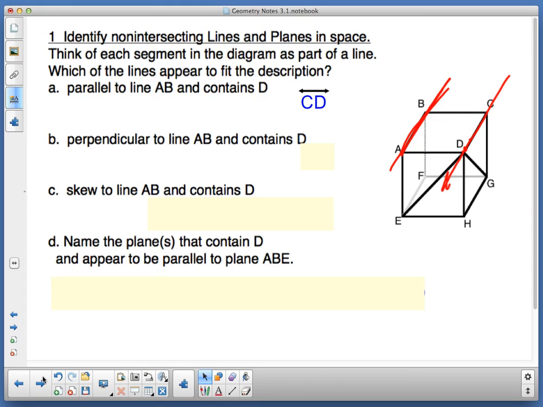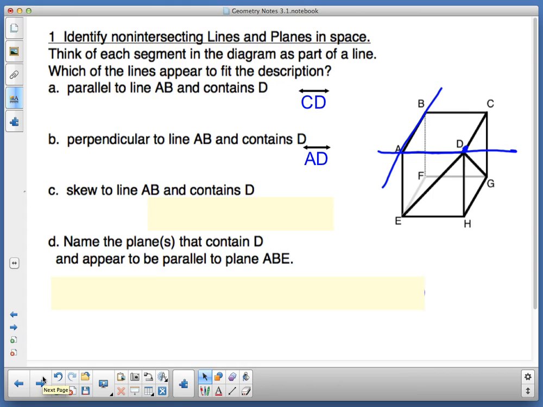Perpendicular to line AB. Now we have to make some assumptions here, that these planes are all perpendicular to each other. It's a nice little rectangular prism, the representation of all this space coming together. But I'm looking at perpendicular to AB, going through point D. Any takers on that one? Perpendicular, point D. Mr. O'Hare. Yeah. Okay. So I'm looking at this one coming through here, so I'm looking at line AD.